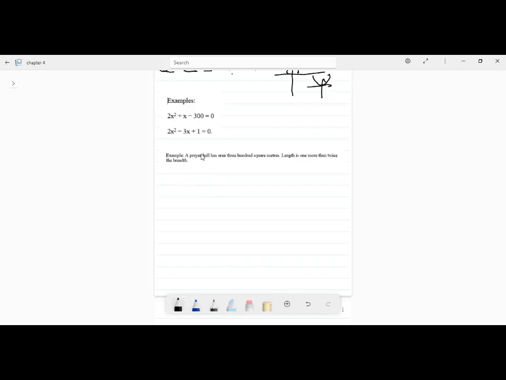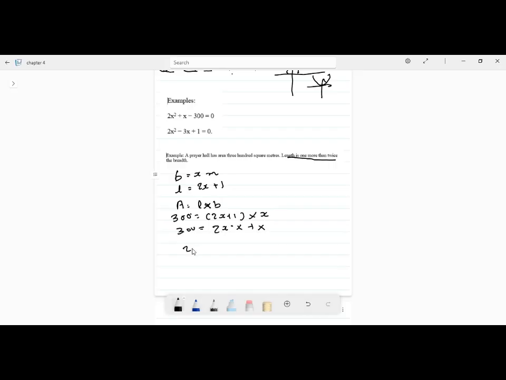Now let's take an example. A prayer hall has an area of 300 square meters. The length is one more than twice the breadth. So let's take the breadth equal to x meters and the length equal to twice the breadth plus 1, so the length is 2x plus 1. Now area A is equal to L multiplied by B. This is the formula for the area of a rectangle. So A is equal to 300 square meters, L is equal to 2x plus 1, and B is equal to x. If we solve, then (2x plus 1) multiplied by x is equal to 300.